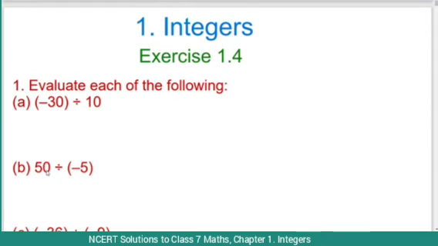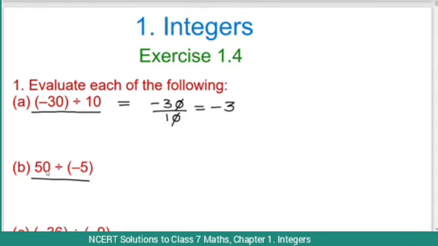Exercise 1.4, first question. Evaluate each of the following. First, it is given as -30 divided by 10. So I will write it as -30 divided by 10. 0, 0 get cancelled. It becomes -3. B, 50 divided by -5. 5 ones are 5, 5 tens are 50. So it is -10.